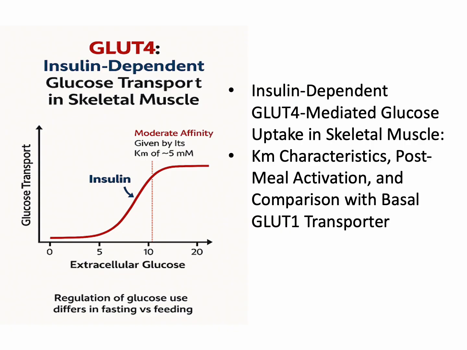When insulin is available, it triggers GLUT4 to relocate to the cell membrane, enabling glucose to enter the cell where it can be used for energy or stored. This insulin dependence sets GLUT4 apart from other glucose transporters that operate independently of insulin.